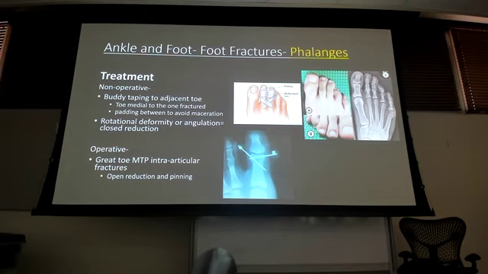One thing to consider when we buddy tape, we want to put something between those toes so that they don't return later for maceration in between the two toes. And then anything involving the great toe has a significant stability risk, long-term risk of osteoarthritis with it. So those are going to need to be referred to orthopedics if we have any fractures in those.